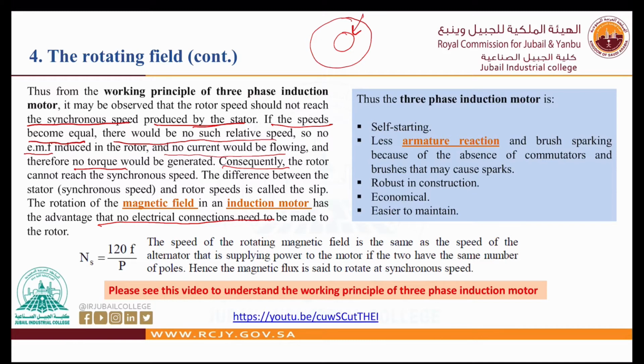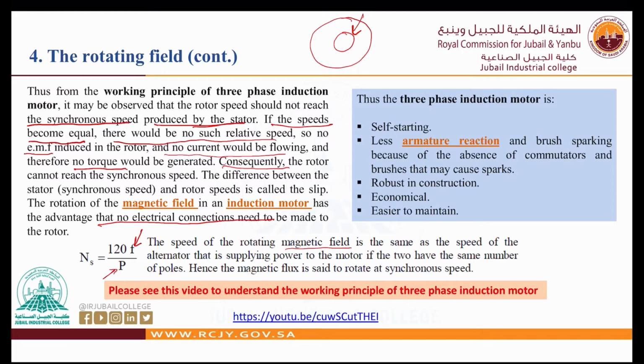Now, the speed of the rotating magnetic field from the stator is depending on the frequency and number of poles. If we have a number of poles, let's say 4, then 120 multiplied by 60 divided by 4. Let's do it together. So 120 multiplied by 60 hertz, we have 7,200, and divided by 4, because we have 4 poles, then the synchronous speed is 1,800 revolutions per minute.